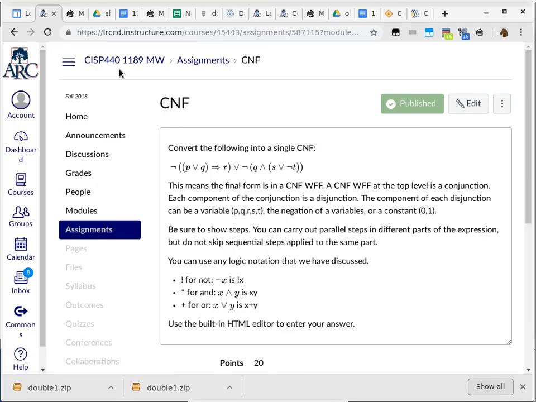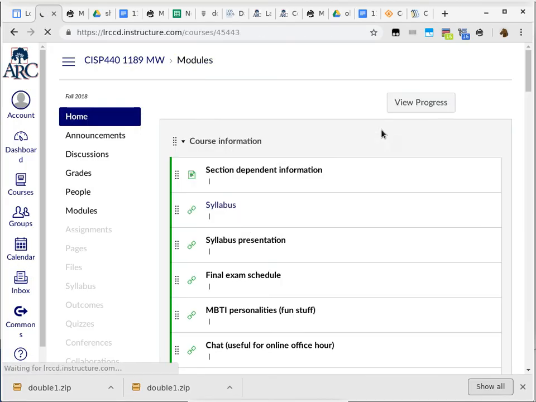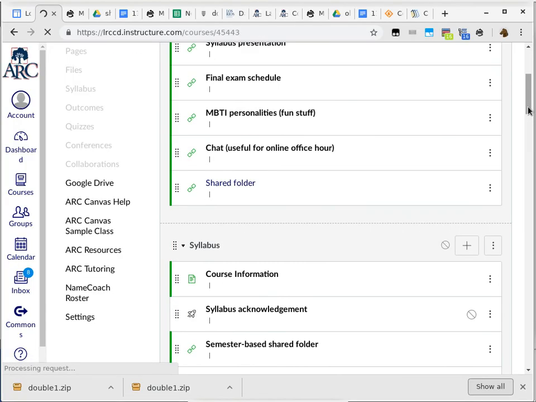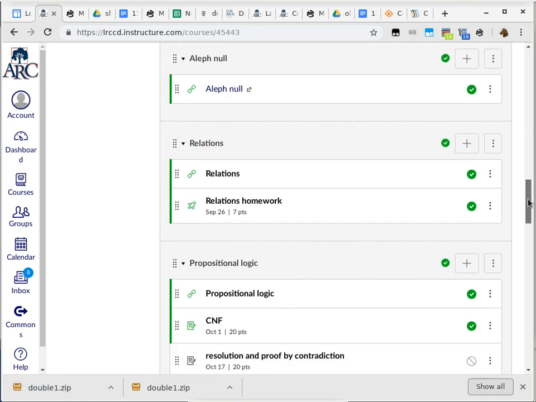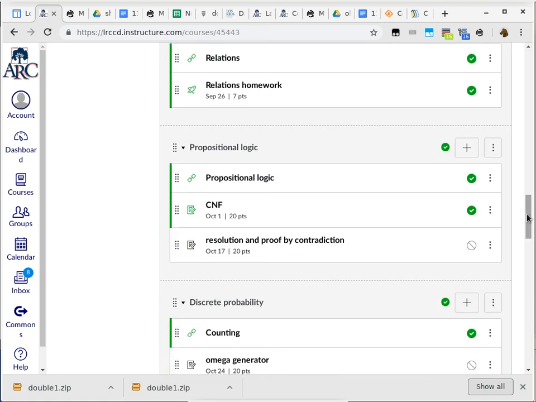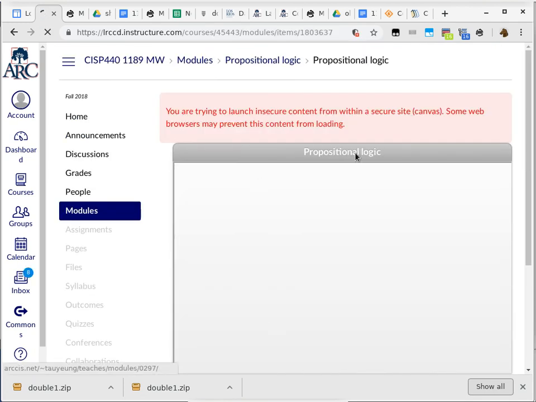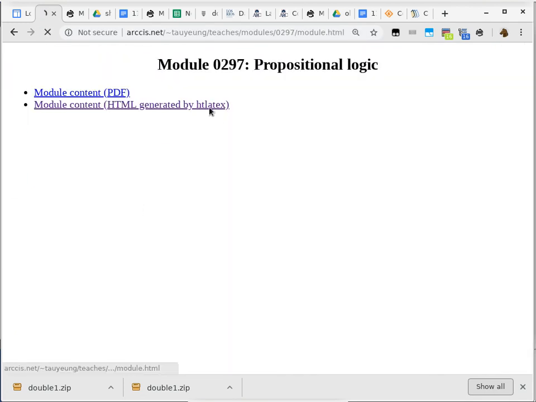So resolution is one of the 3 ingredients that we need to prove theorems using a computer. So we'll go to propositional logic and go all the way to resolution.